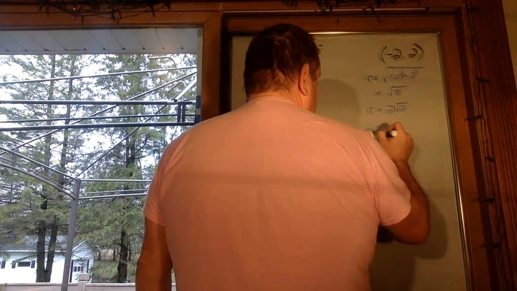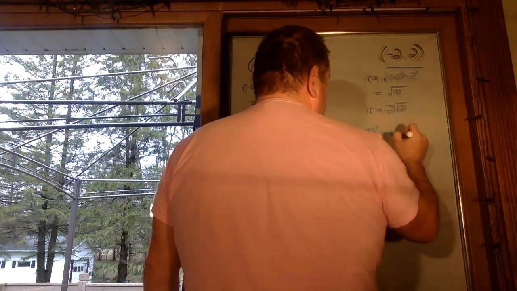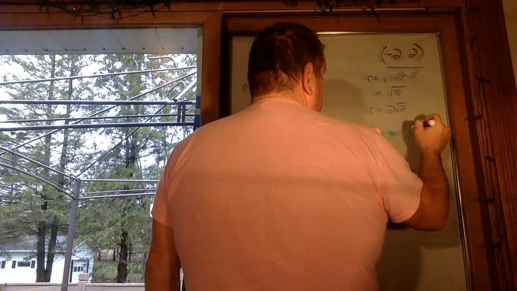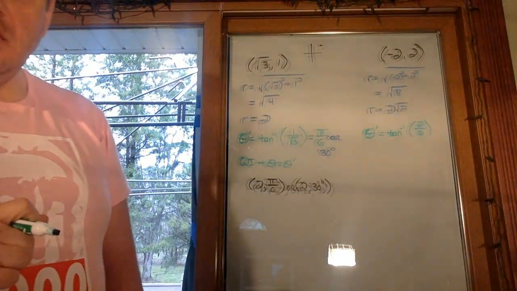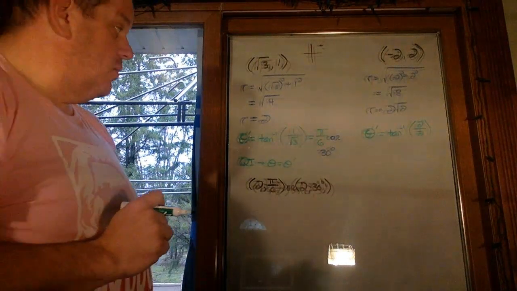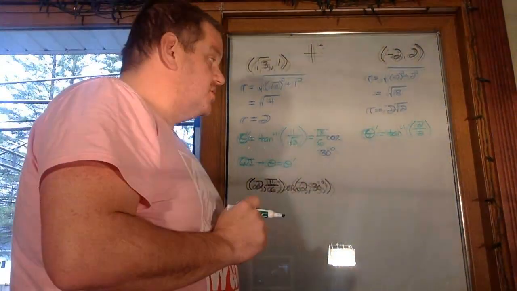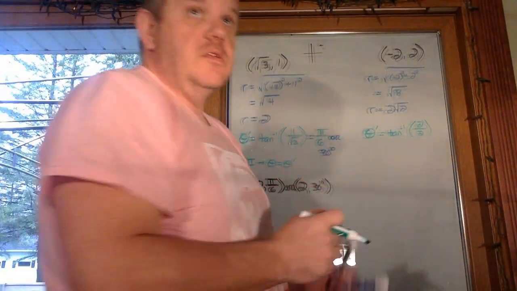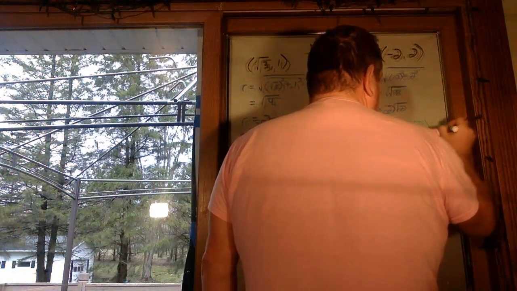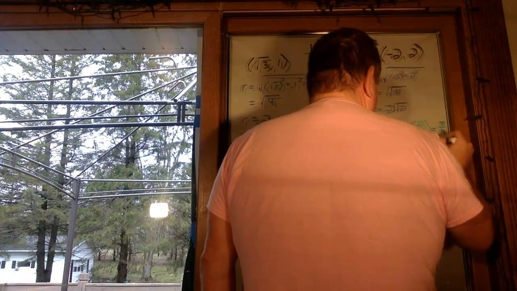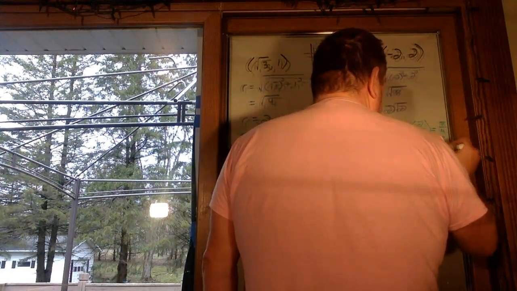Inverse tangent of 2 over 2. I drop the negative sign. Okay. So this is asking me where is the inverse tangent or where is tangent equal to 1? So that's going to be at pi over 4 or 45 degrees.